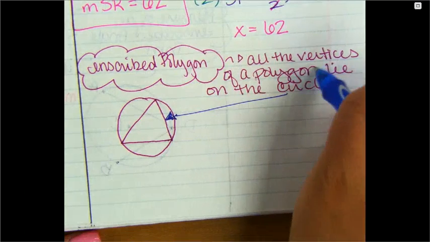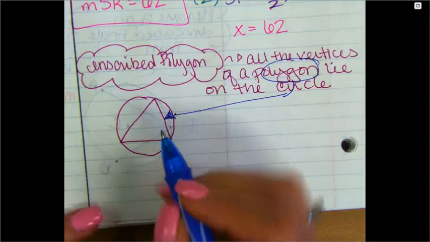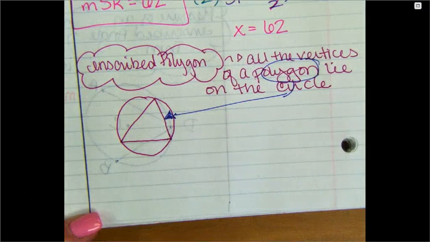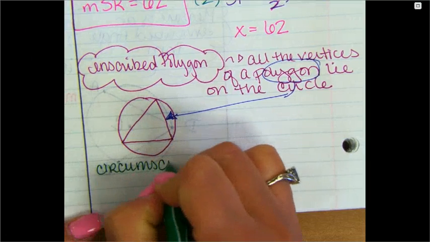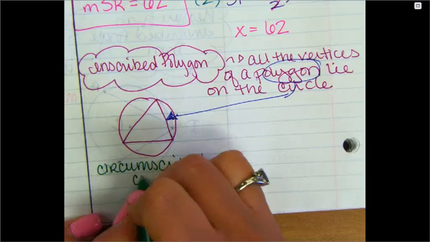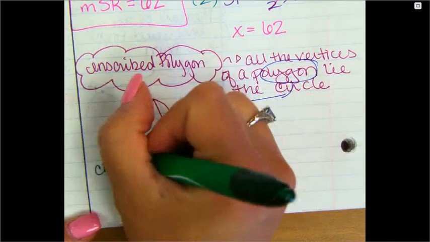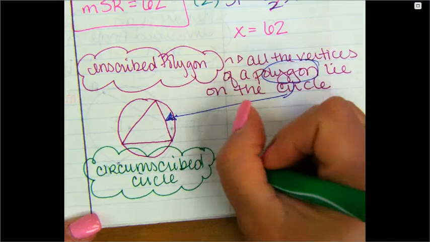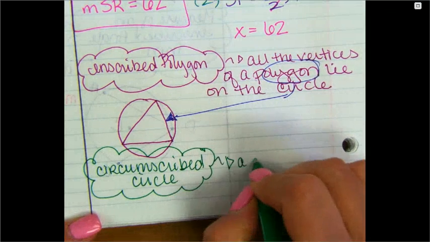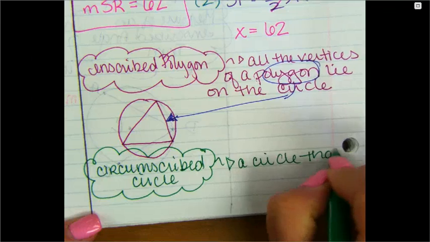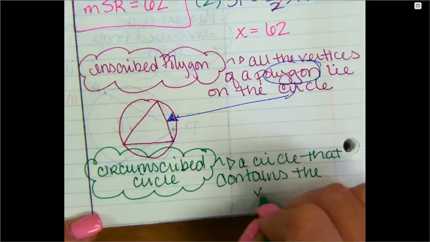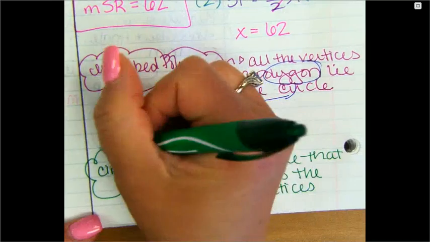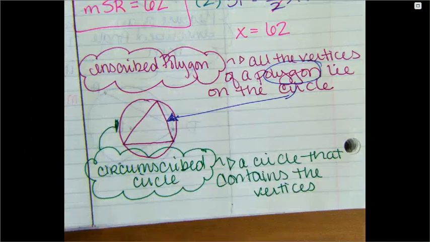Here's your inscribed polygon. So your polygon is here. Is your inscribed polygon. This next part is called circumscribed circle. It says a circle that contains the vertices. Circle, inscribed polygon. Got it?